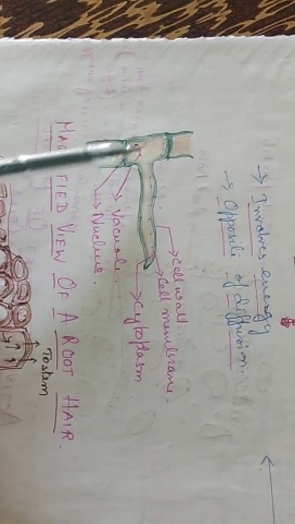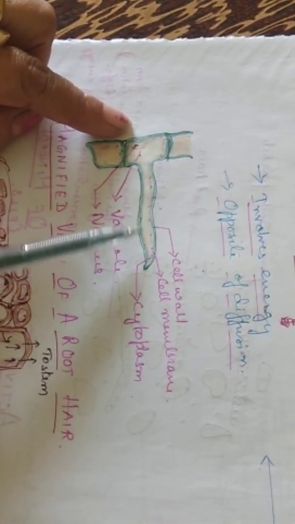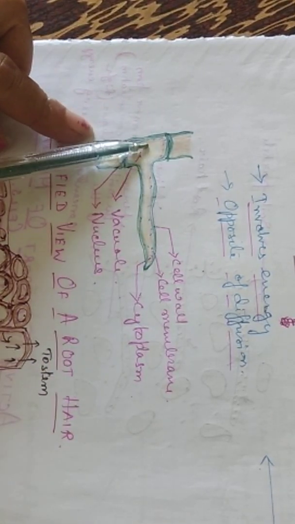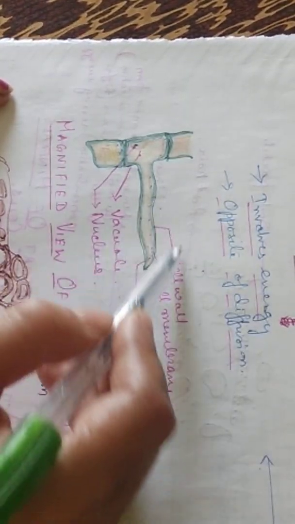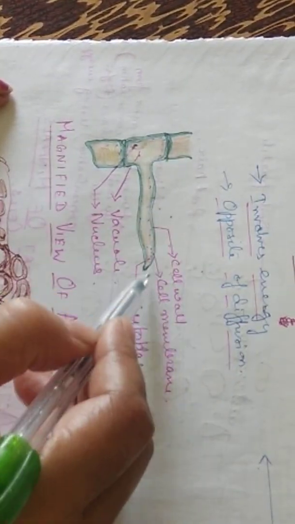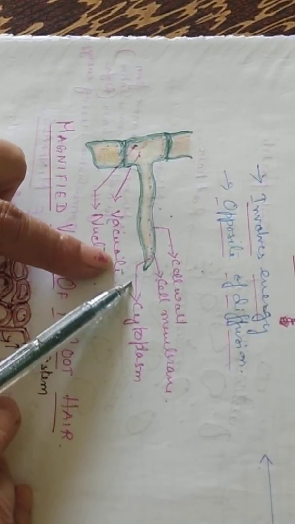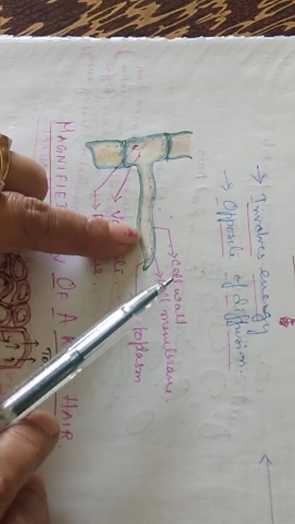So this is the root hair cell, which looks like this. This is the cell wall. This is the cell membrane. This is the cytoplasm. This is the vacuole and this is the nucleus. Now these are the soil particles which surround it here. So the water will automatically go from higher to lower through osmosis.